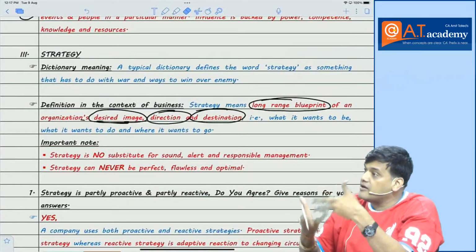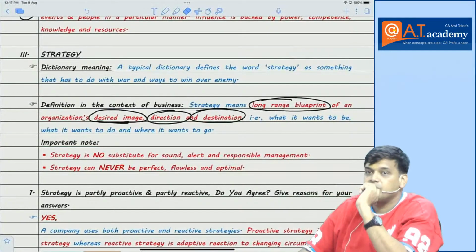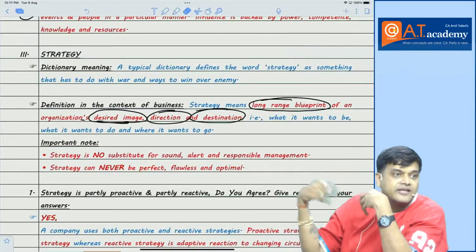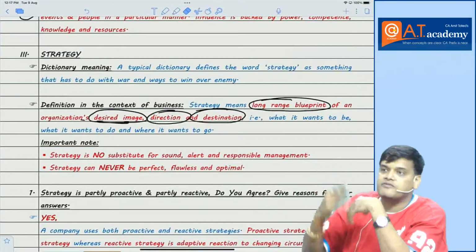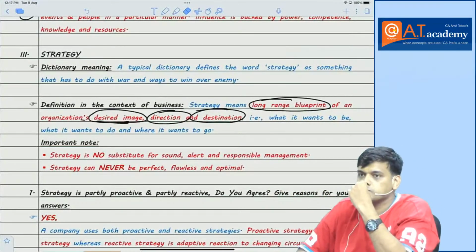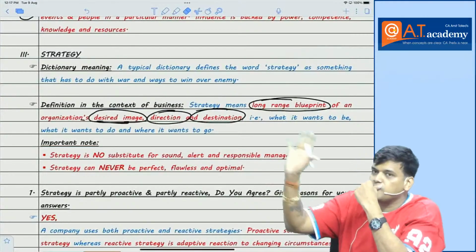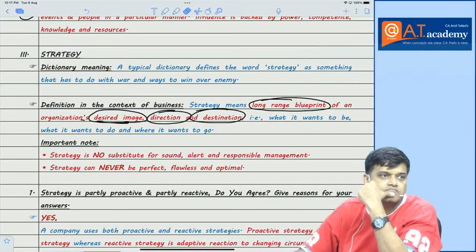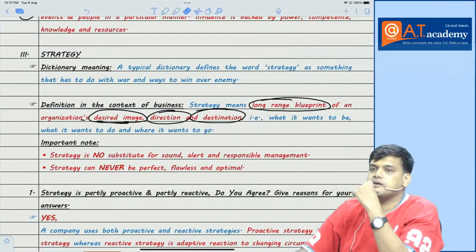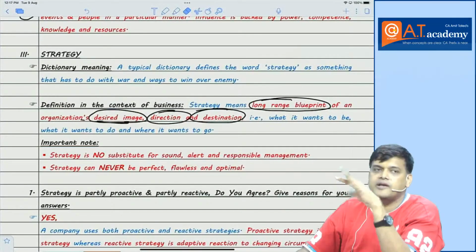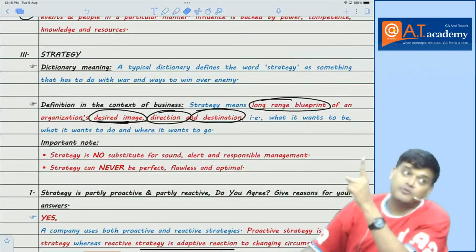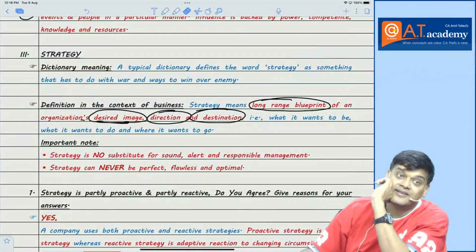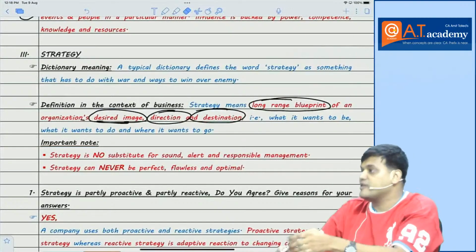So vision is also a long range blueprint. But then what is the difference between these? This is direction, this is destination, this is image. Then what is a vision? What will vision mean? It is also a long range blueprint only. The time frame is bigger, that's fine, but it will not be the desired destination or image. Then what will it be? Vision. Not goals and objectives, madam. Yesterday I told you goals and objectives are different from vision. You break down vision into parts, that is called goals and objectives.